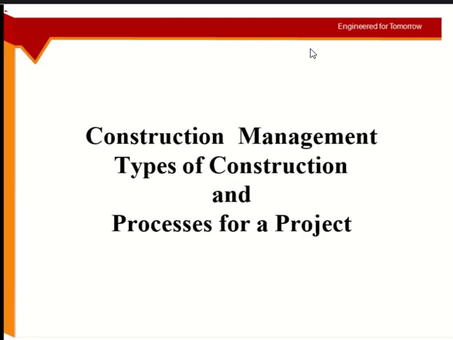We will talk about the different types of construction processes for the different types of construction projects. Okay, so what type of construction projects can we deal with?